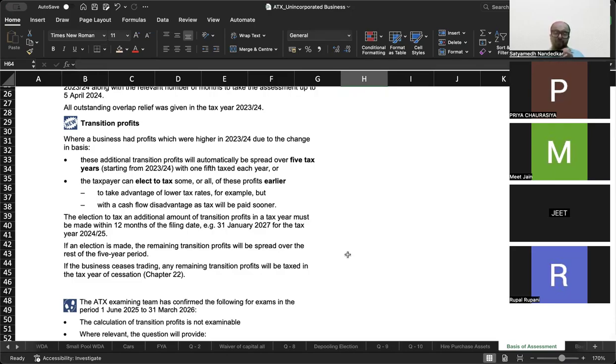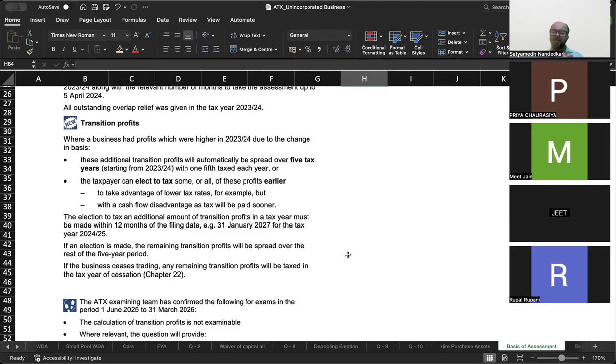These additional profits will automatically be spread over 5 tax years, starting from 23-24, with 1/5 getting taxed each year, or the taxpayer can elect to tax some or all of these profits earlier to take advantage of lower taxes. For example, with a cash flow disadvantage, as tax will be paid sooner.